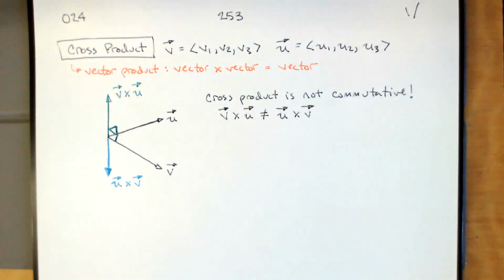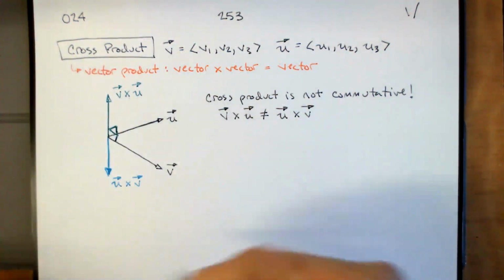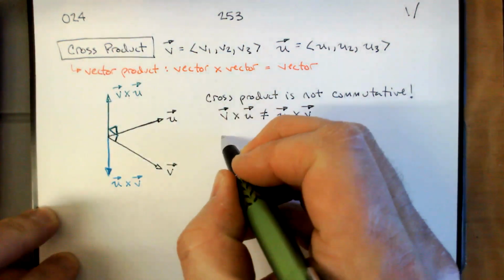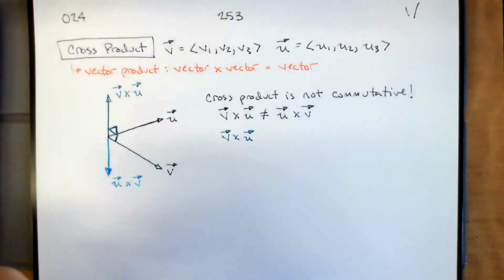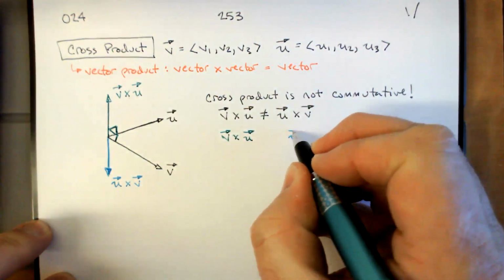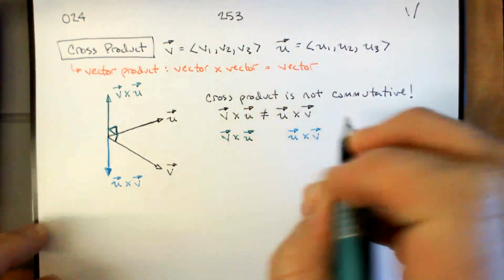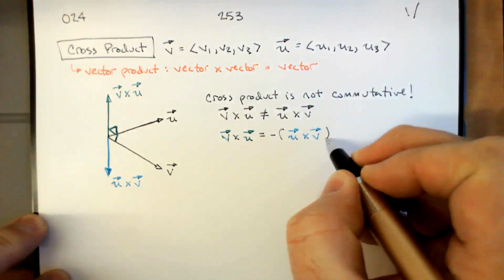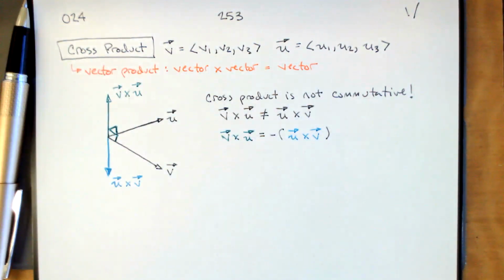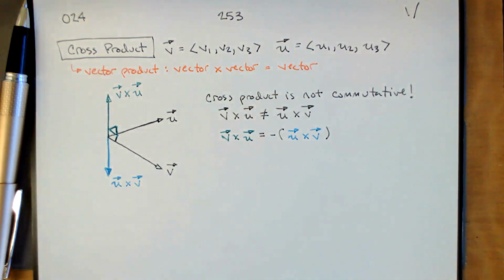But it is predictable. V cross U will be -1 times U cross V, pointing in the opposite direction. If I multiply a vector by the scalar -1, that just makes it point in the opposite direction. It maintains the magnitude and reverses the direction.